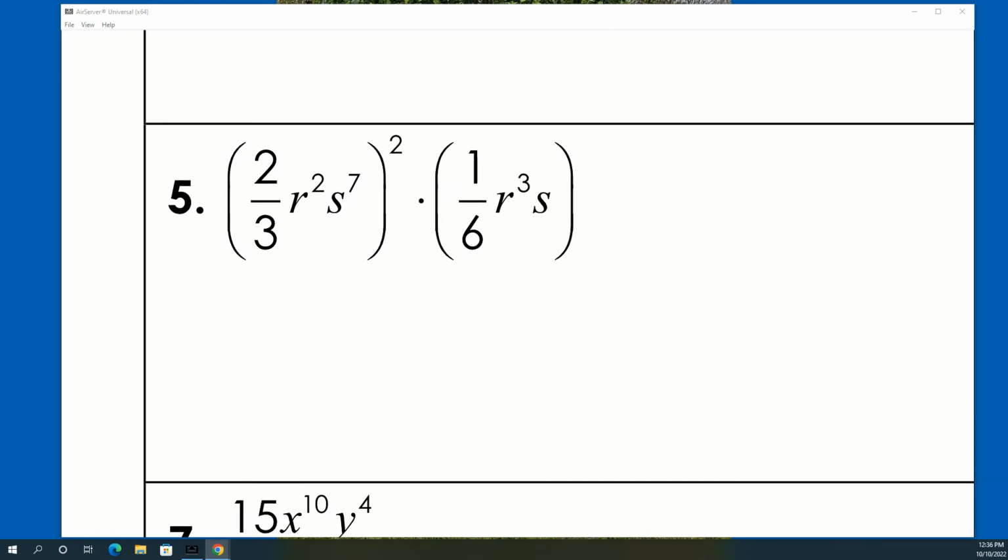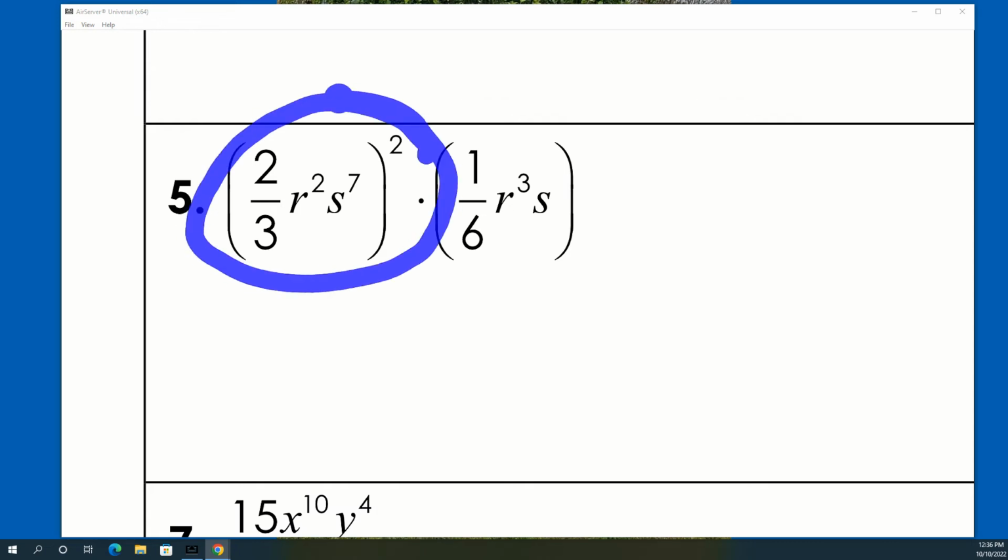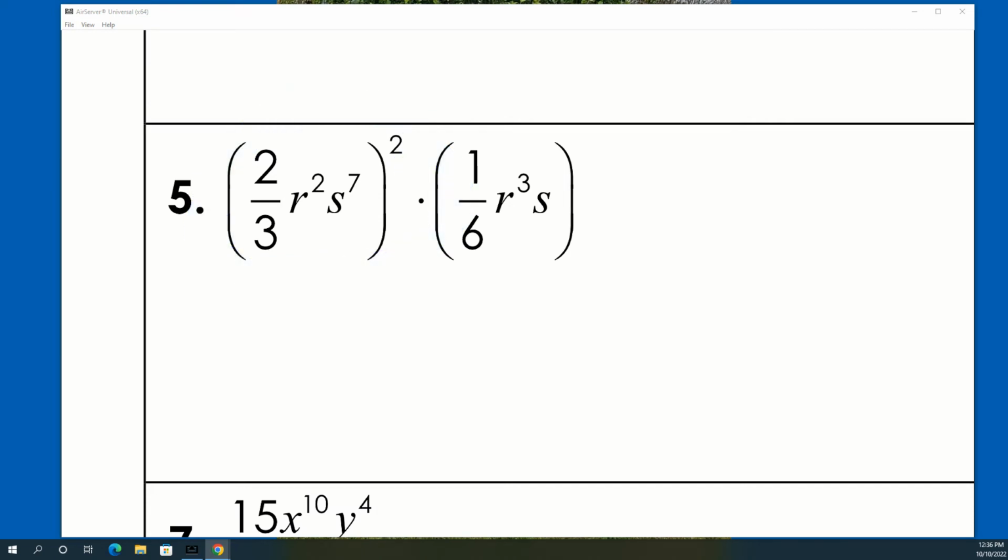All right. So for number 5, it's kind of like number 2 was. It's a little bit more difficult because it's got the fractions, but it's kind of the same. We want to square this first. So you can square it in the calculator if you want to, or in your head. To square 2/3, you just square 2, which is 4, and then square 3, which is 9.